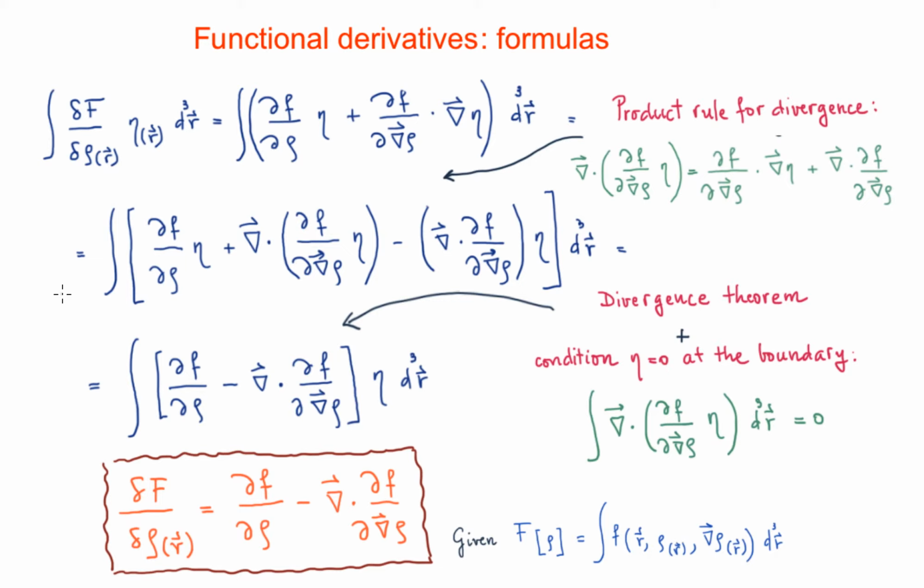So that was the expression that we had before. And now we are going through two different steps in order to isolate eta from here. From here to here, in the first step, we are going to apply the product rule for divergence, which basically says that the divergence of a vector times a function is defined in this way.